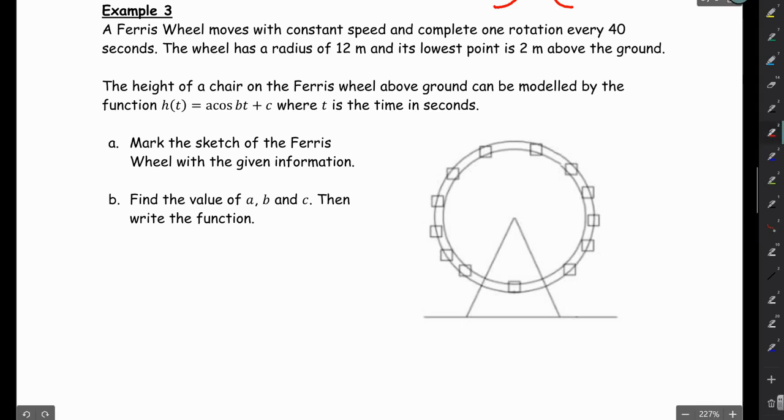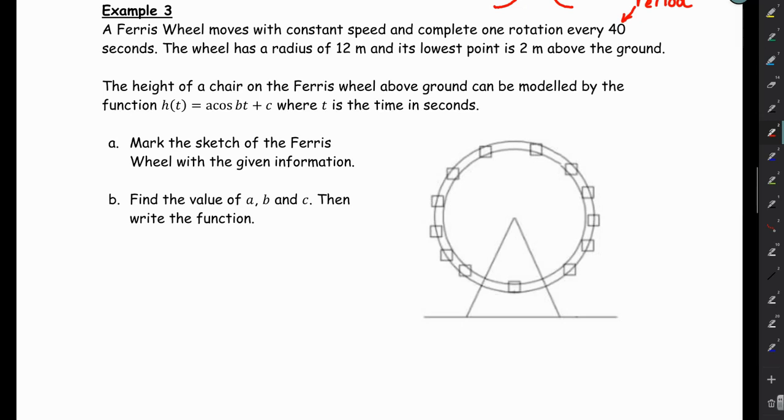So it says the Ferris wheel moves with a constant speed and completes 1 rotation every 40 seconds. Well, 1 rotation gives us the period. So let's just make a note here that 40 is going to be our period. The wheel has a radius of 12, and at its lowest point is 2 meters above the ground. The height of the chair on the Ferris wheel above the ground can be modeled by the given function, where t is time in seconds. So part A, mark the sketch of the Ferris wheel with the given information.